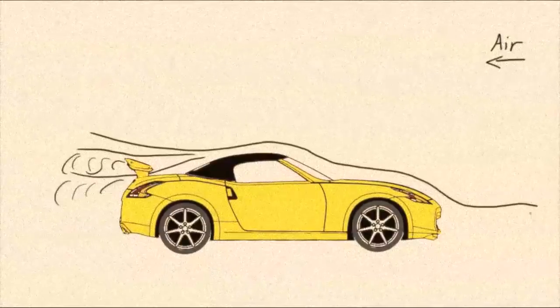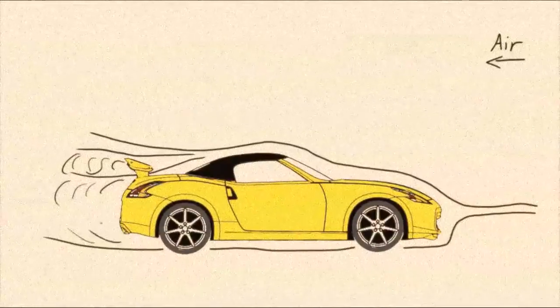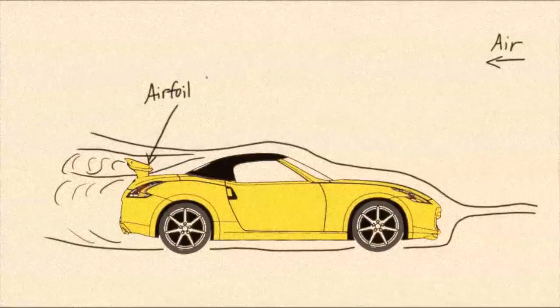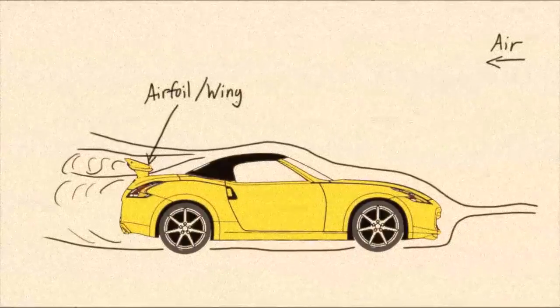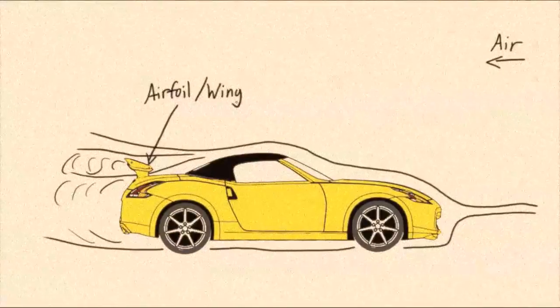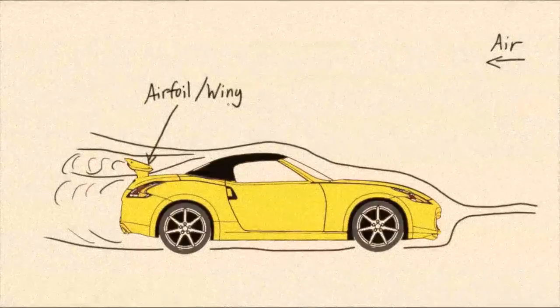Air flows around the car, but this time a localized pressure difference at the airfoil creates a downforce that doesn't block the airflow like the spoiler. Lift is decreased without significantly increasing drag.